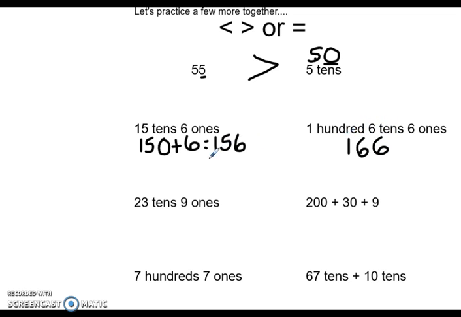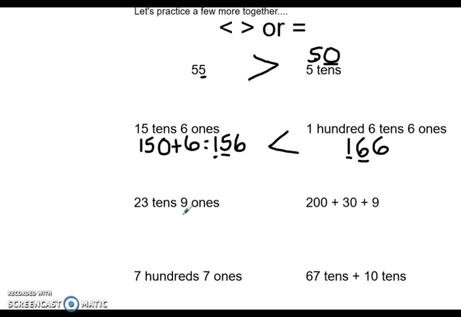Now let's compare our numbers. We start in the hundreds place. Both the hundreds are the same, so now we move to the tens. Here we have a 5 in the tens. Here we have a 6 in the tens. Because 156 has a 5 in the tens place and 166 has a 6 in the tens place, 156 is less than 166.